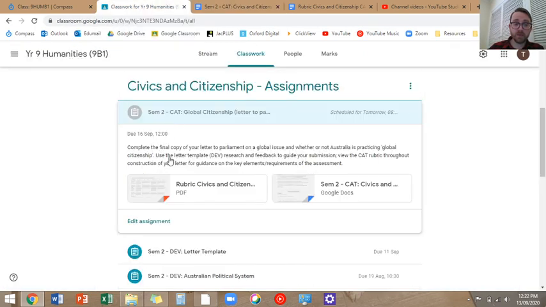Again, make sure you know what your due date is. Depending on if you're 9B1 or 9G3, it'll be different.